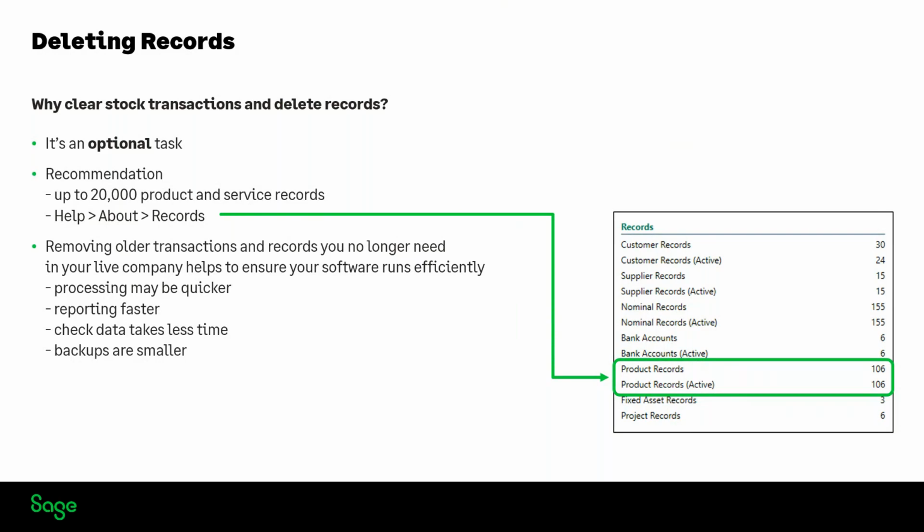You don't. It's optional. There is a recommendation for Sage 50 that you should have up to a maximum of 20,000 product and service records. Now, if you need to check that, within your software you would just go to Help and About, and in the records section, it will say product records. It'll tell you how many you actually have. It'll also tell you how many are active. But it's just the product records, the top line of the two there, that's the one in question. But you can have up to 20,000, well, I say up to 20,000. You can have more than that. There's not a hard limit on that at all. Don't think that if you have reached that it's just going to stop. It will just continue on as normal.